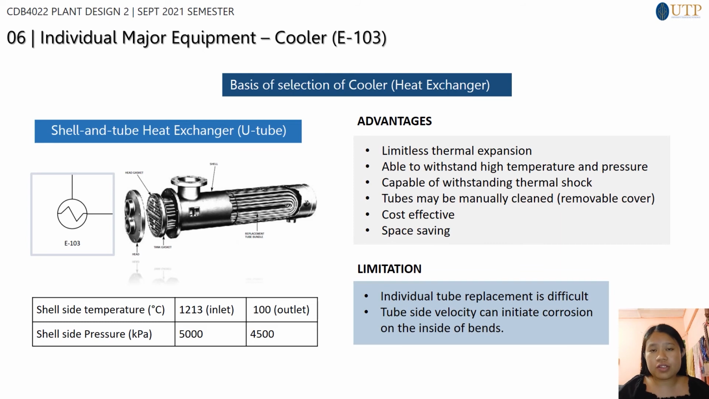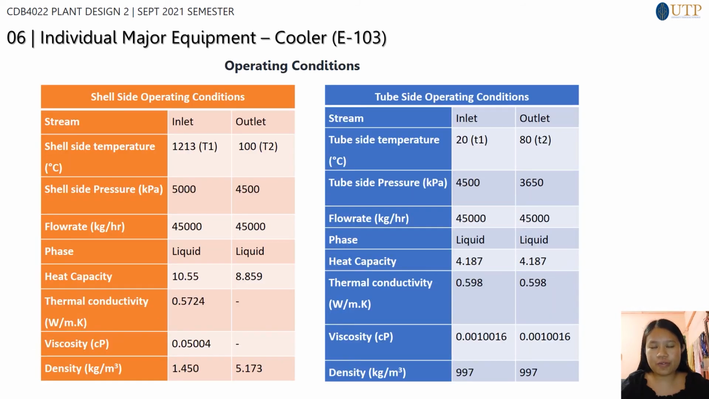However, the limitations are that individual tube replacement is difficult and tube side velocity can initiate corrosion on the inside of bends. These are the operating conditions for shell side and tube side. For shell side, the flow rate is 45,000 kg per hour. The process mixture was in vapor phase at inlet and outlet of shell side. For tube side, the flow rate is 45,000 kg per hour as well. The cooling water was in liquid phase at inlet and outlet of tube side.